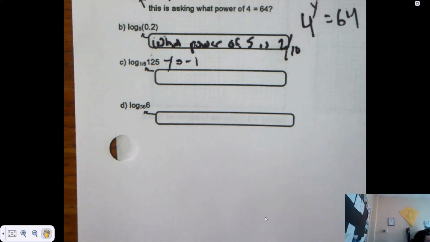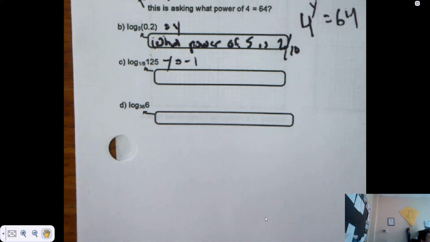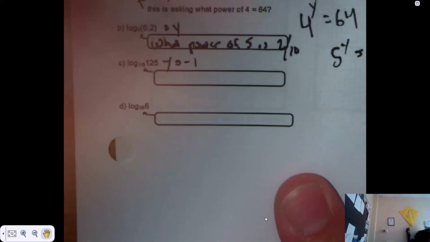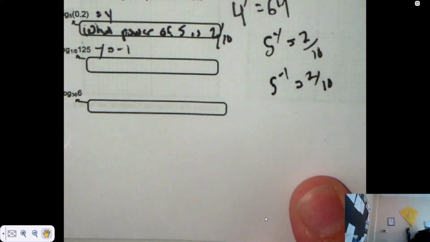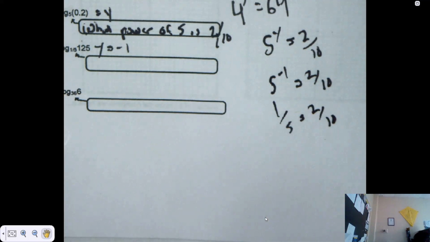That's correct. Now, if you rewrite it as an exponential function, it might make more sense. Your base here is 5. 5 to the y equals 2/10. But Sean was correct. He said negative first power. Because you have 5 to the -1. That means 1 over 5. And is 1 over 5 equivalent to 2/10? Yes, because 2/10 reduces down to 1 over 5.